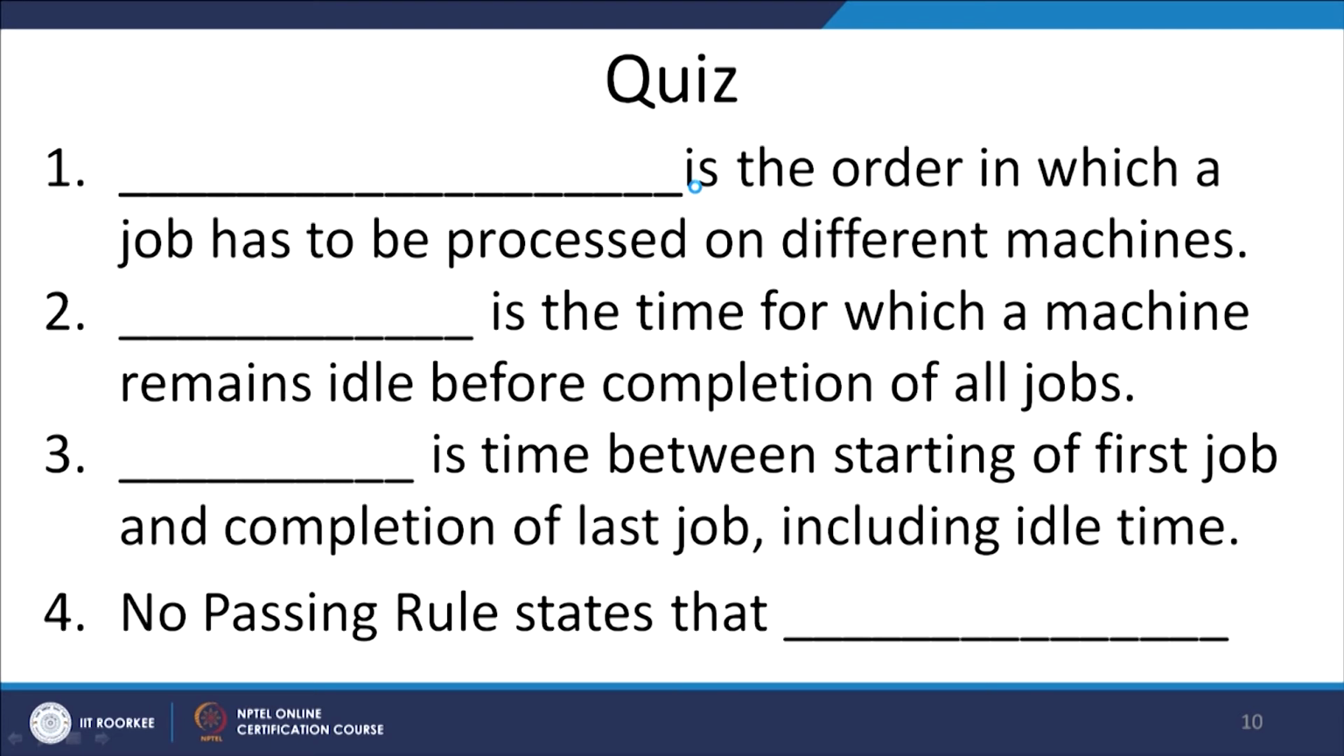Question number 3, dash is the time between starting of the first job and completion of the last job, including idle time. Question number 4, no passing rule states that dash. So, it says what is the no passing rule.